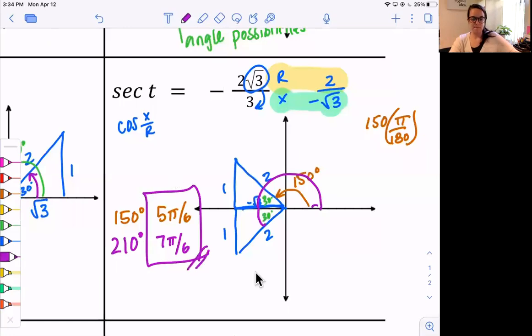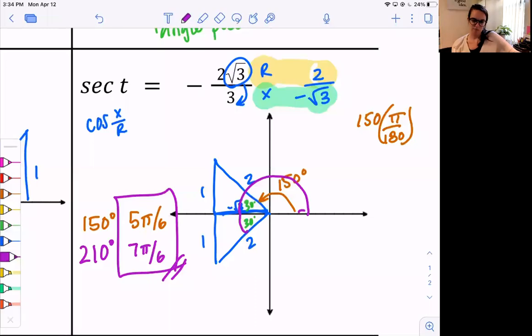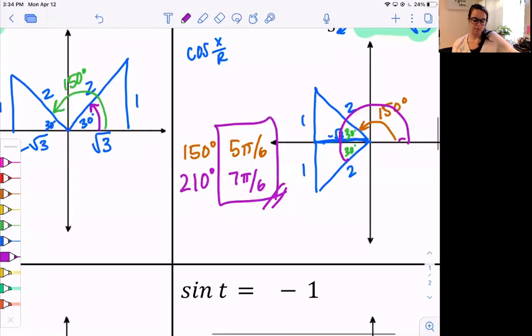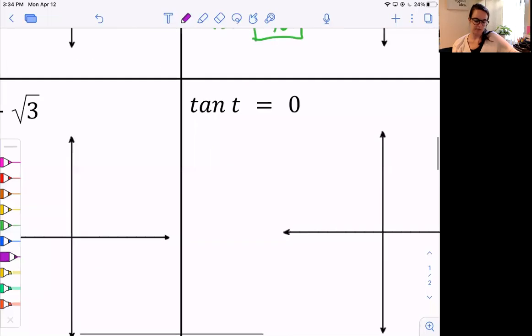This is our answer for that one. Okay. All right, we have 3 more. If you got it, you don't have to take notes on all of them.